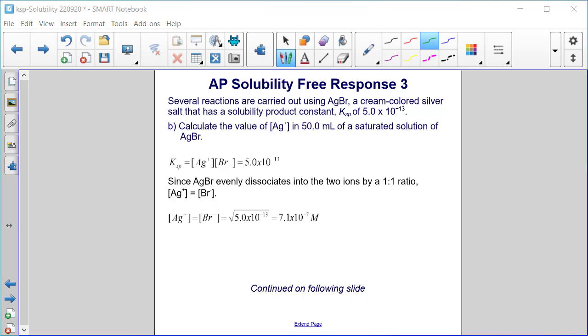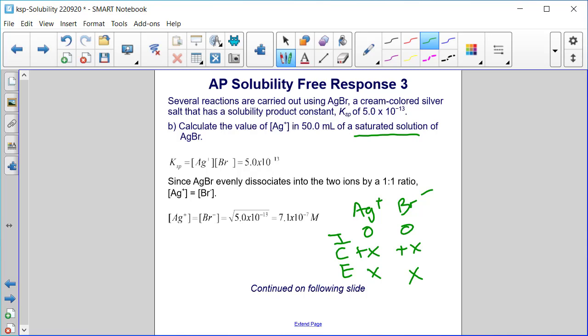B, calculate the value of silver ion concentration in 50 milliliters of a saturated solution of AgBr. So if the solution is saturated, then if we think about this as our ice table for Ag+ and Br-, initially none is dissolved, and then some dissolves, right, to reach the equilibrium. So that at equilibrium, at this point of saturation, we have X and X, right?